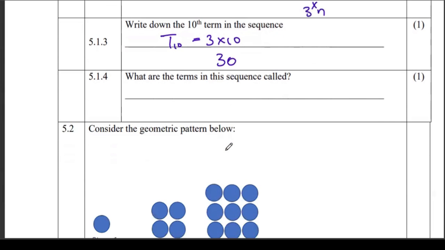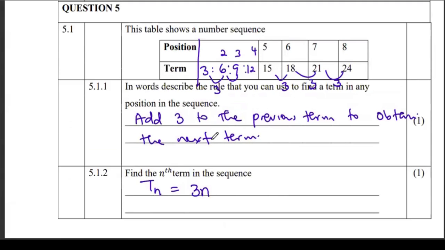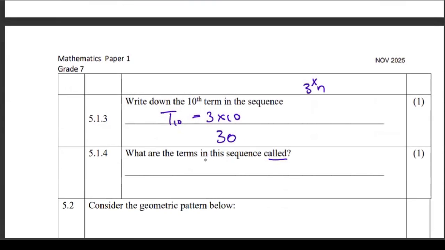And then 5.1.4, what are the terms in the sequence called? What do we call these terms? 3, 6, 9, 12. So these are basically multiples of 3. Okay, if I look at it neatly, those are multiples of 3.